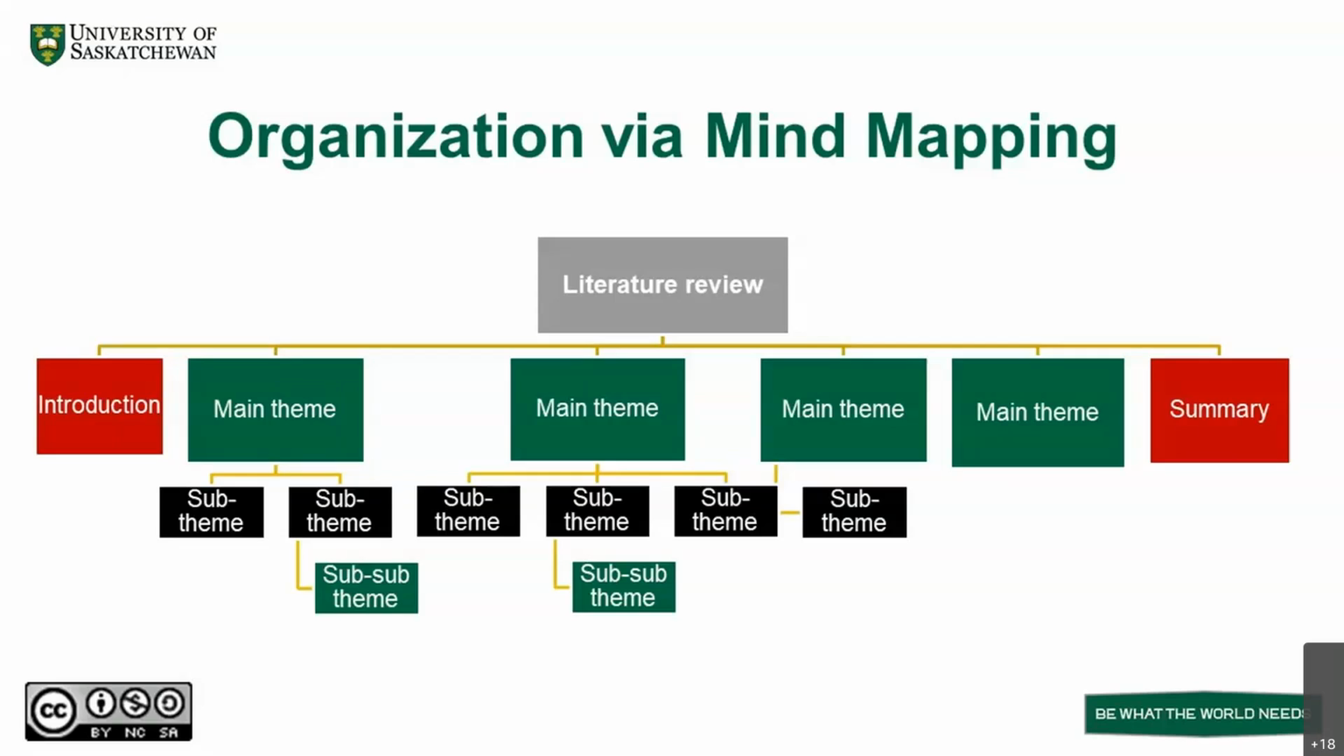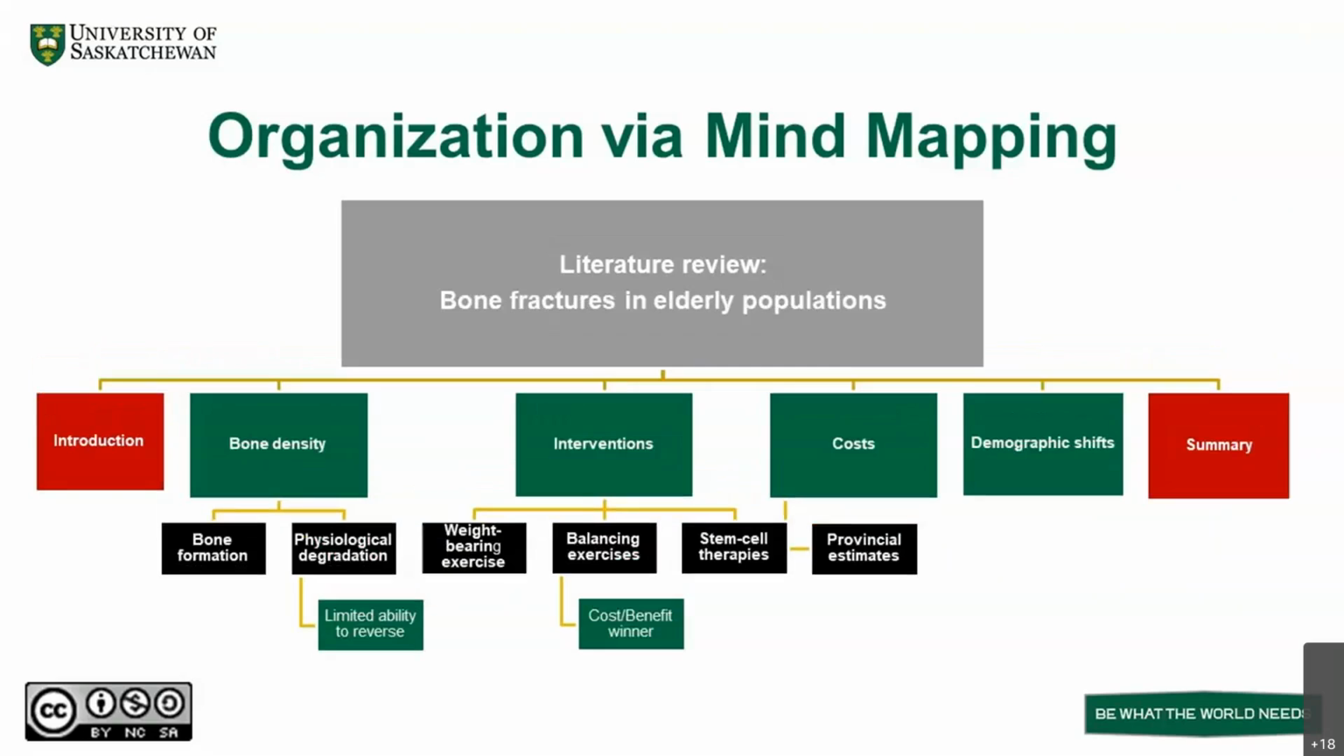And what's nice about mind mapping is that it encourages some playfulness and encourages you to think about patterns in a meaningful way. So with a literature review broadly, we'd think about that introduction and then central themes, sub-themes, and sub-sub-themes. So if we go back to that topic of bone fractures in elderly populations, we might initially think, okay, well, we'll have the introduction and we'll focus on bone density, interventions, costs, and demographic shifts. And I have a couple of sub-themes and sub-sub-themes layered in.